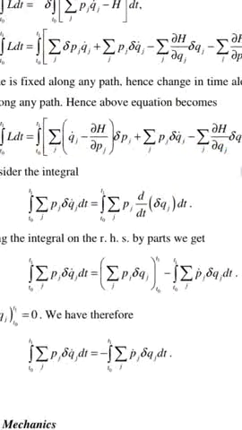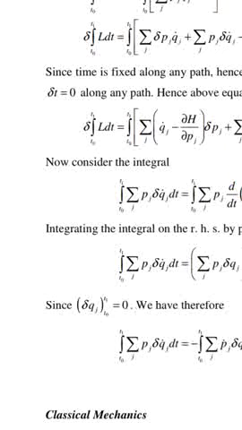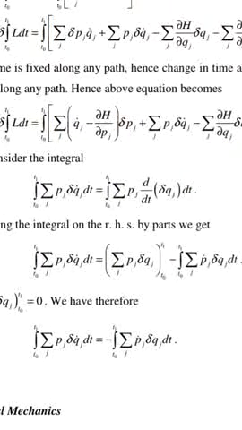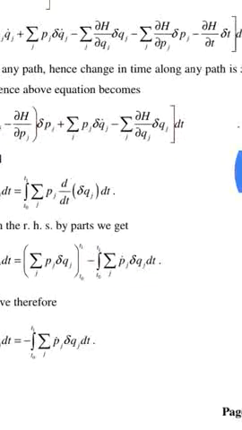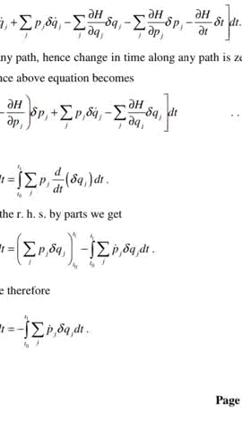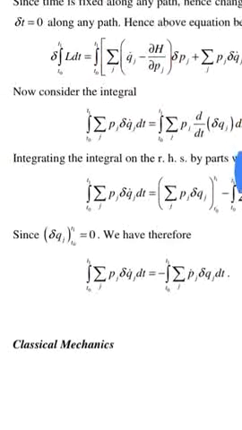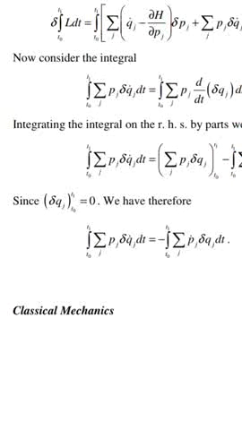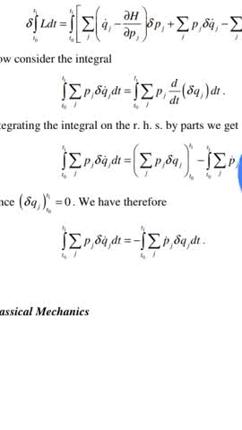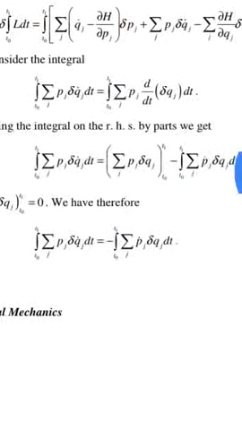Hence the above equation becomes delta integral from t naught to t1 of L dt equal to integral from t naught to t1 of summation of qj dot minus partial H by partial pj delta pj plus summation of pj delta qj dot minus summation of partial H by partial qj delta qj dt. Now consider the integral from t naught to t1 of summation of pj delta qj dot dt over j, which is equal to summation of integral from t naught to t1 of pj d by dt of delta qj dt.